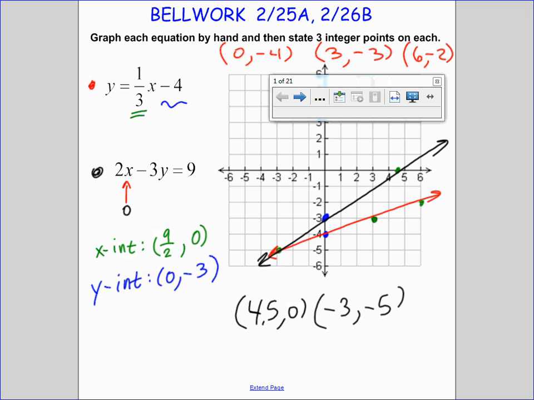And any other points on that black line? Right? Any other integer points on that black line? Ian? 0, -3. 0, -3. Awesome. So there's an infinite number of points on each line.